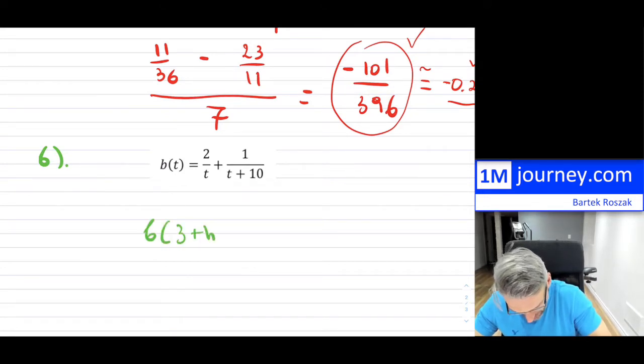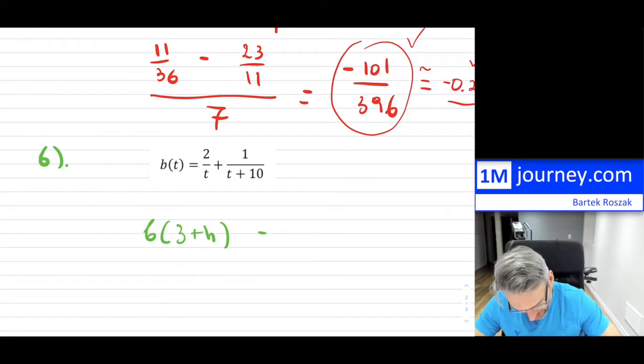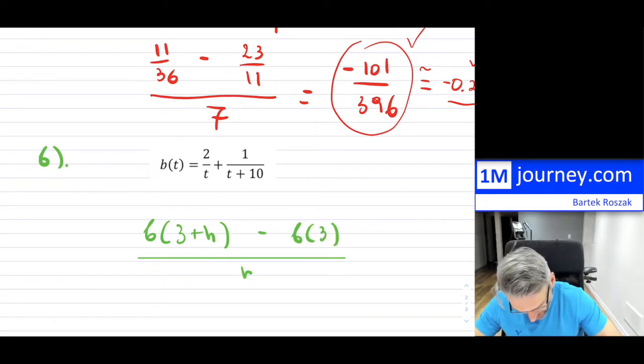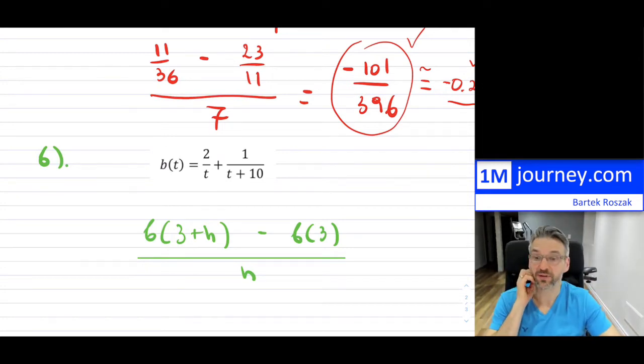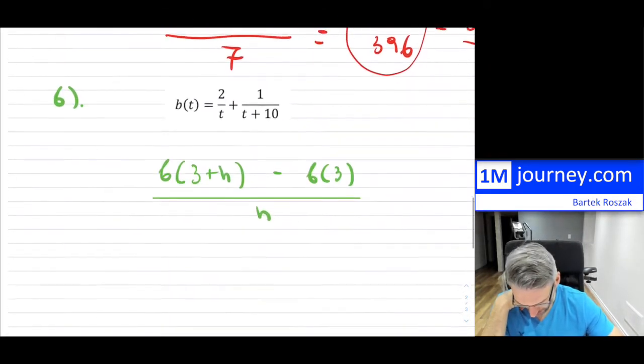So 3 plus h, where h is a very small number, and my hope is to make it as close to 0 as possible, minus b at 3, divided by h. I'm going to try to simplify this as much as possible. Again, I'll do it in fast forward fashion. I'll plug it into our function, and then we'll see what the actual instantaneous rate of change is. That's all that they want.